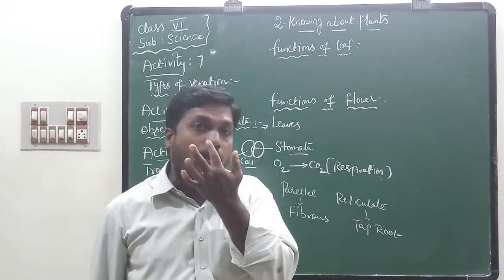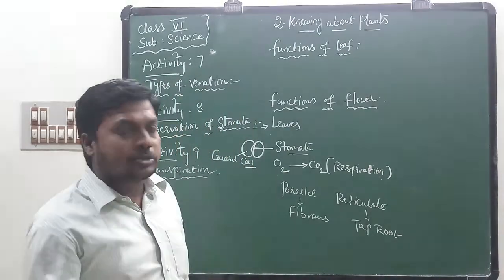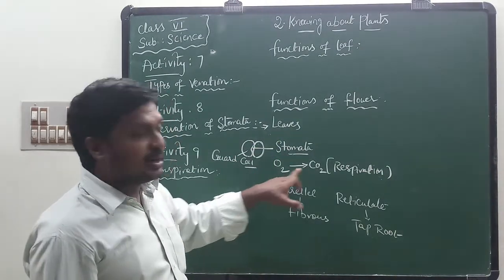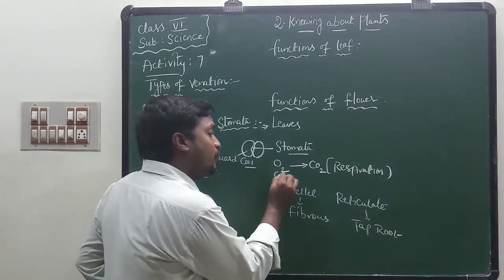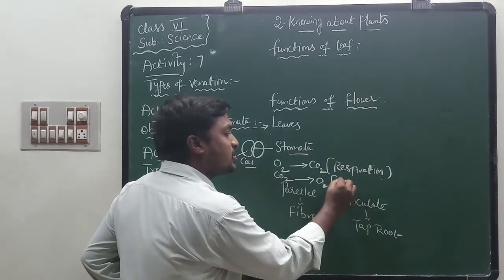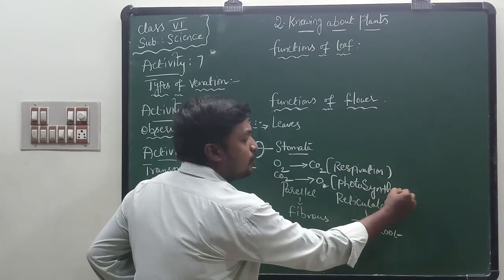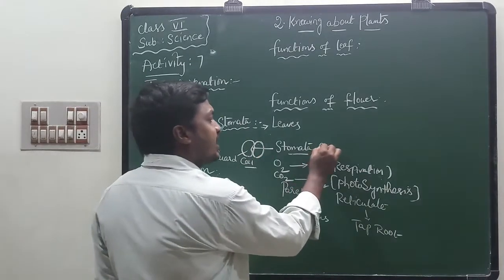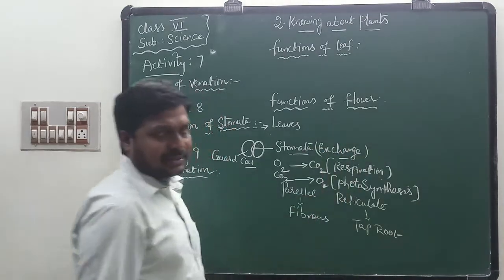We have nostrils, two openings in the nose, which help us take oxygen and release CO2. Plants have special openings in the leaves known as stomata, which help to take oxygen and release CO2 in the process of respiration. Simultaneously, these stomata also help to take CO2 and release oxygen in the process of photosynthesis. So, stomata are helpful for the exchange of gases.